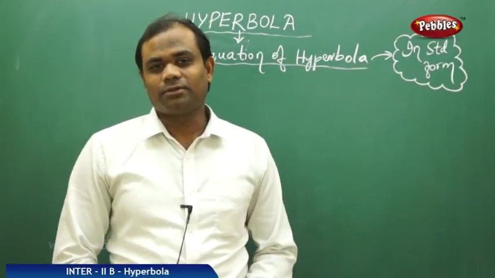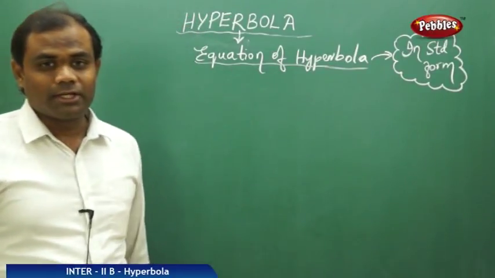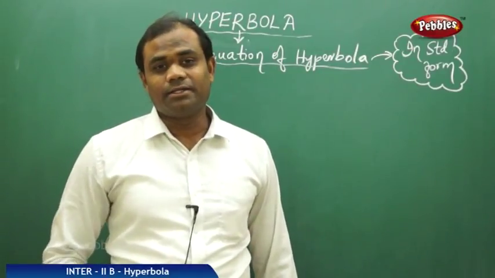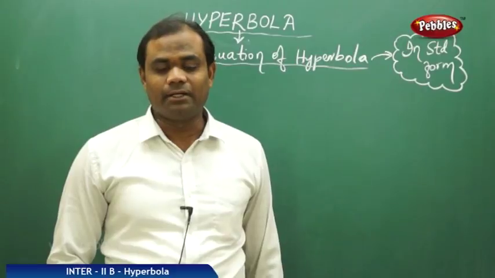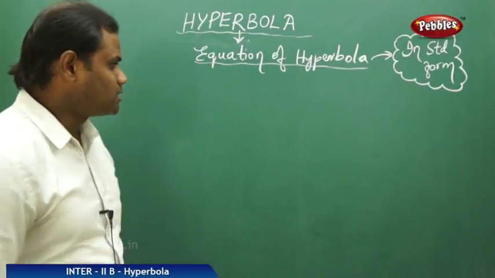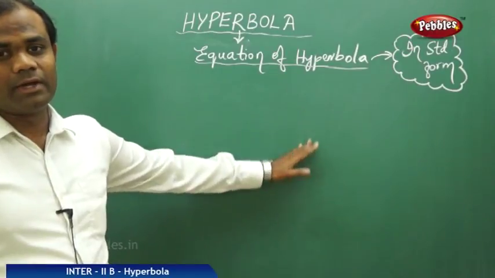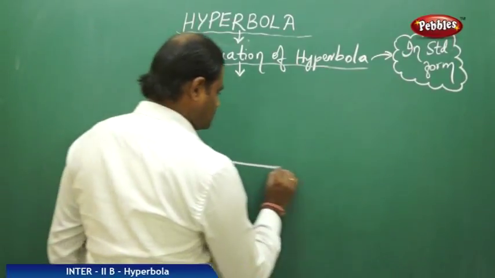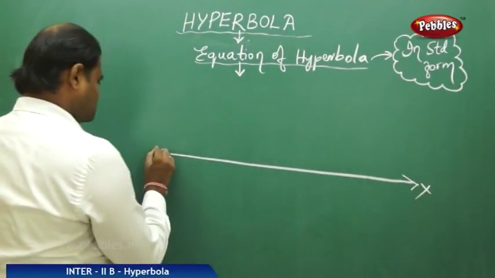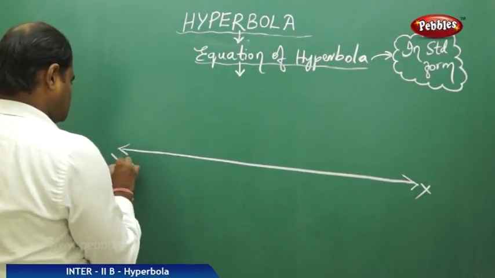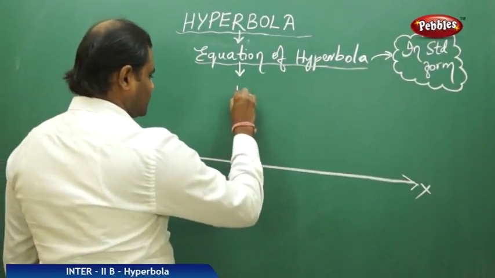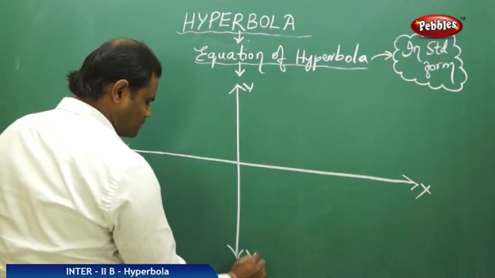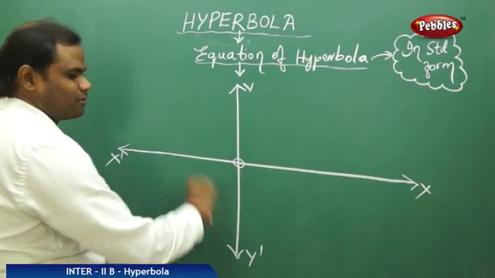Now let's see the equation of the hyperbola. Before we discuss the equation of the hyperbola in standard form, it is very important to understand the shape of the hyperbola exactly on the xy coordinate system. So let's see how a hyperbola looks on an xy coordinate system. Suppose I have my x-axis and my y-axis here with the center as origin.